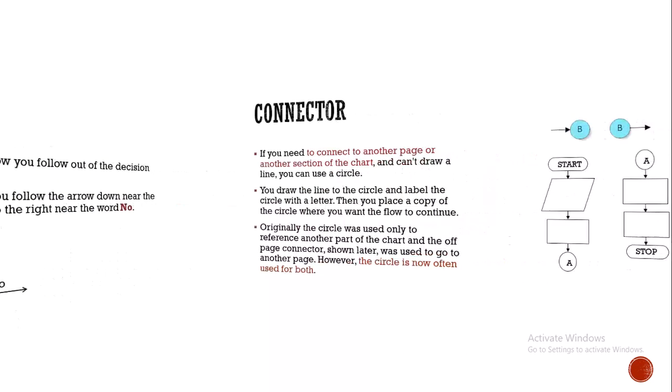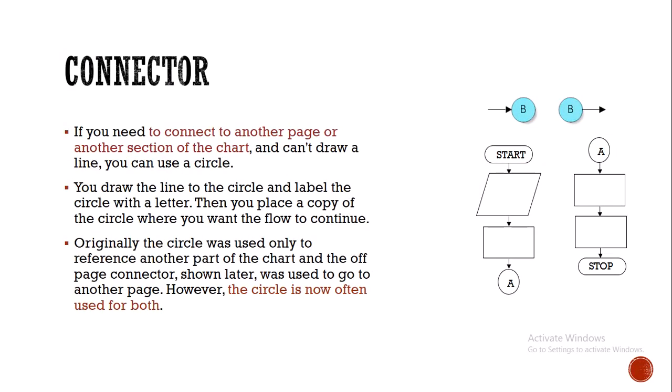There are times when a flowchart is drawn on more than one page. If you need to connect to another page or another section of the chart, and can't draw a line, you can use a circle. You draw the line to the circle and label the circle with a letter. Then you place a copy of the circle where you want the flow to continue.